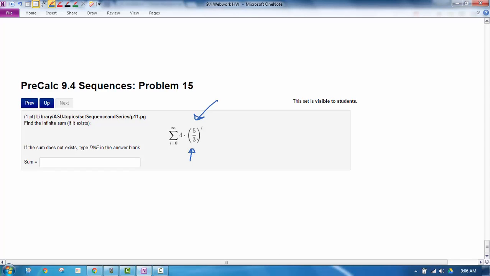5/3 is bigger than 1, which basically means that you start off with 4 times 5/3. Actually, this starts off at 0, so you start off at 4. And then if you plug in 1 for i, you get 20/3. And you're multiplying each time by 5/3. So then you get 100 over 9. Basically you can see these numbers are getting bigger. So this doesn't converge. Therefore, when I'm looking for the sum, it does not exist, because it's just going to go off to infinity. If you keep adding these up, the number is getting bigger, so you're adding a bigger number each time, and it's going to go off to infinity. All right, I hope this helps.